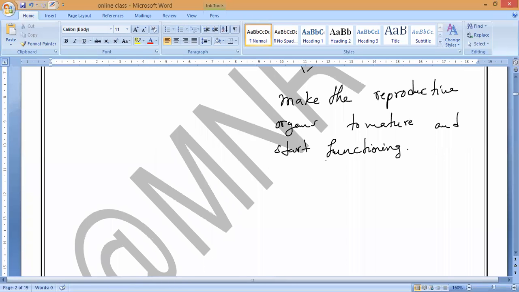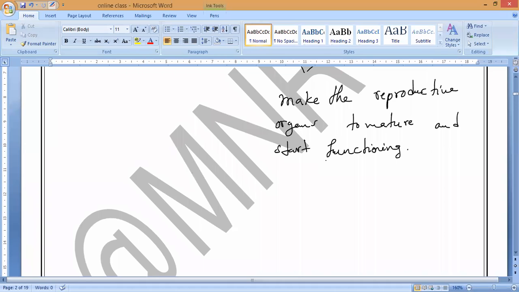Start functioning. Clear, everybody? Now, if you notice here, puberty is where the reproductive organs reach maturity, and from there we can see the secondary sexual characteristics develop. What does secondary sexual characteristics mean? It is a drastic growth in body parts, along with some changes. Small boys and girls have the same body shape, but at puberty age, different kinds of changes occur in boys and girls. That is what we call the secondary sexual characteristics.